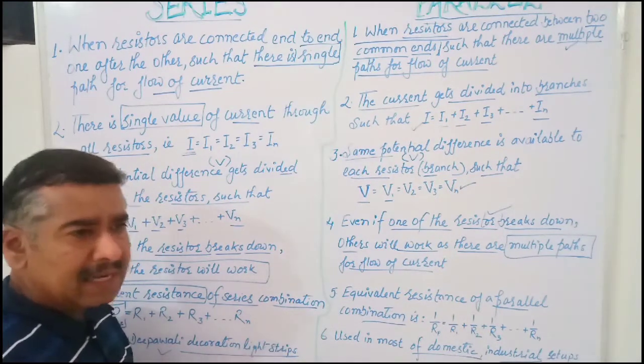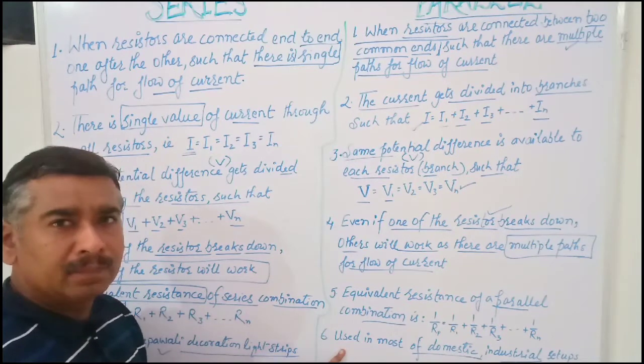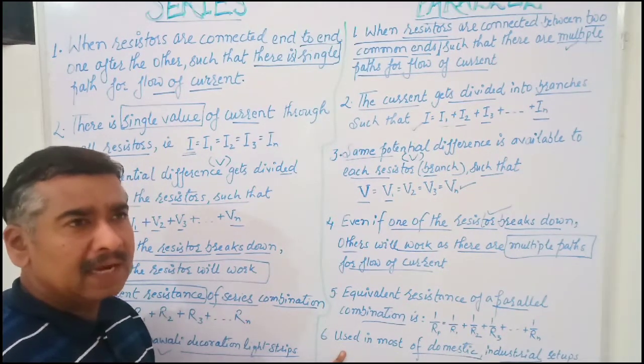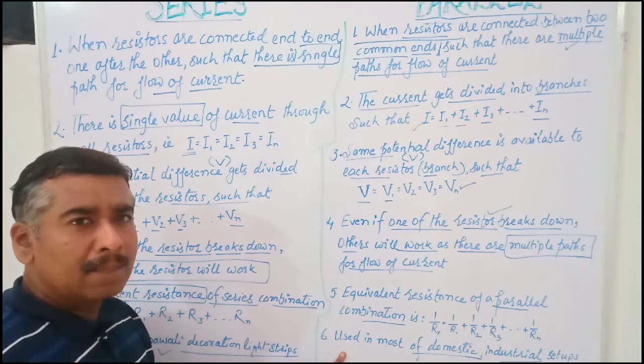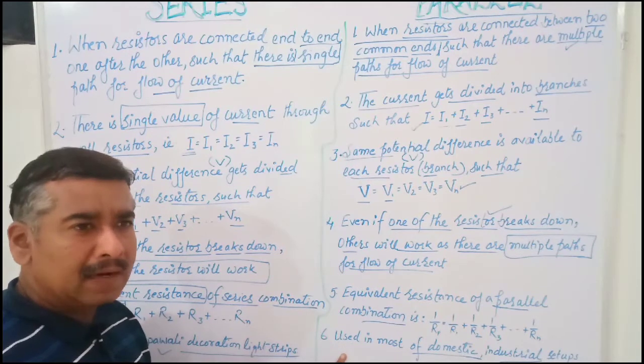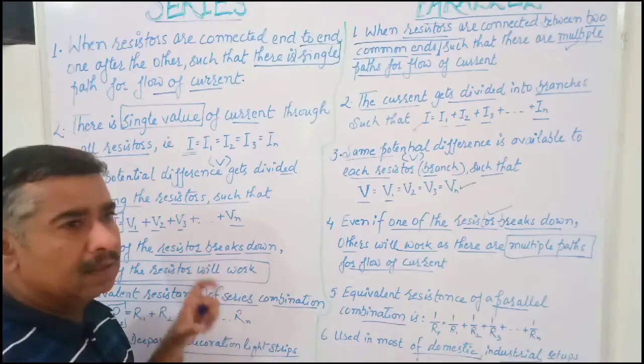And these are used in most of the domestic, industrial and commercial setups, like in our school, like in our offices, like in our homes. All the combinations which are used are the parallel combinations of resistors. I think that you have got a fair idea about the differences between a series combination and a parallel combination. We are also going to look at the circuit.